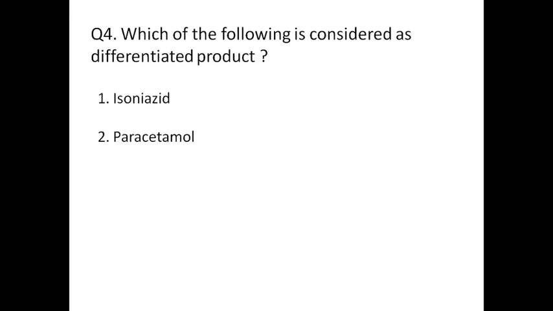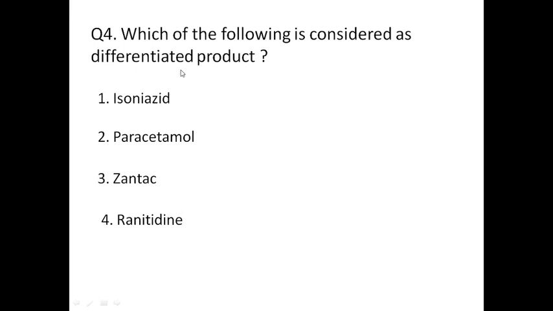Question number 4. Which of the following is considered as a differentiated product? 1. Isoniazid, 2. Paracetamol, 3. Zantac, and 4. Ranitidine. You can see here these are all different classes of drugs. This is anti-tubercular, this is antipyretic, this is anti-ulcer, and Zantac is a proprietary name, and these all are generic names.